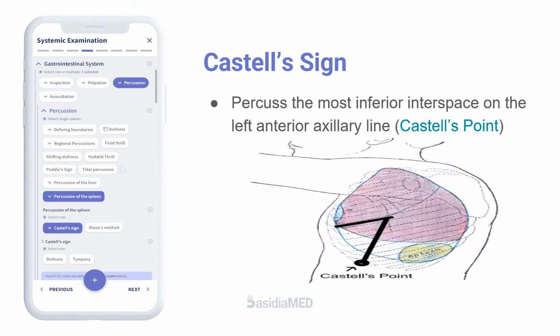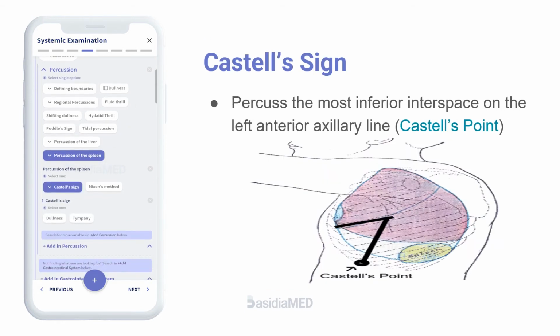Castell's sign. Percuss the most inferior interspace on the left anterior axillary line. This is usually tympanic. Ask the patient to breathe deeply. A shift of note from tympanic to dullness indicates splenic percussion sign positive. This is seen in splenomegaly.